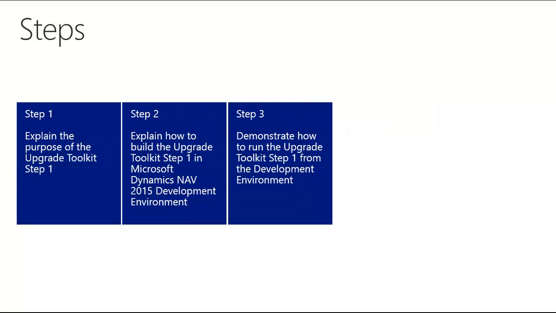In this video, we'll go through 3 simple steps. First, I will explain the purpose and the meaning of the Upgrade Toolkit Step 1, just to make sure that we are aligned on the terminology and we all remember what Upgrade Toolkit Step 1 is. Then, I will explain how to build the Upgrade Toolkit Step 1 in Microsoft Dynamics NAV 2015 development environment. And finally, I will demonstrate how to run the Upgrade Toolkit Step 1 from the development environment.